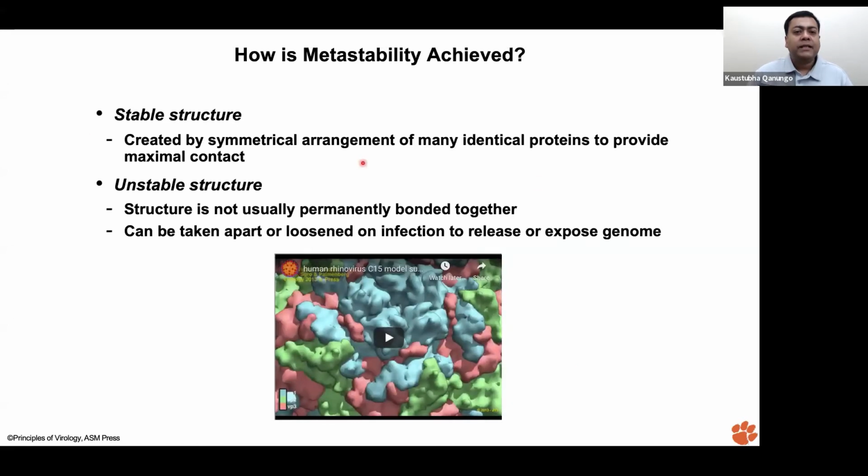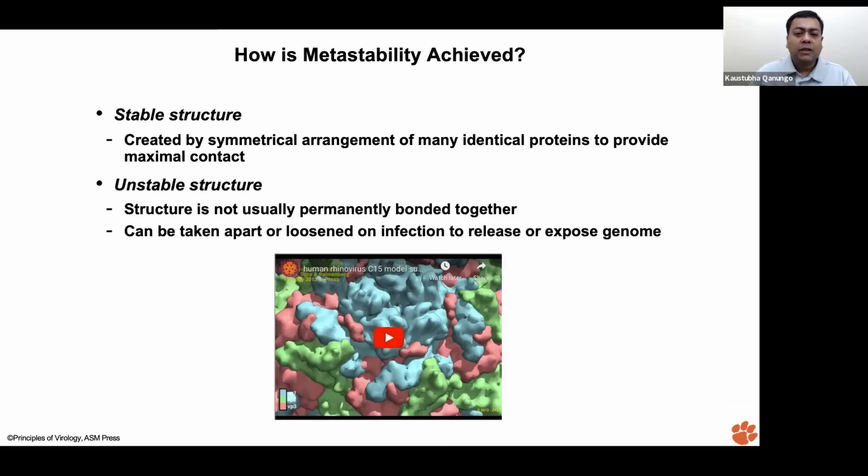It is created by the symmetrical arrangement of many identical proteins to provide maximal contact. And this maximal contact is achieved by an unstable structure, in the sense that these bondings are not covalent. They are not permanently bonded together. But the interactions of these proteins are usually hydrogen bonding, electrostatic bonding, hydrophobic interaction, and van der Waals force, and they are much easier to break if they are not covalent or permanent bonding, and can be taken apart, loosened on infection to release the genome.